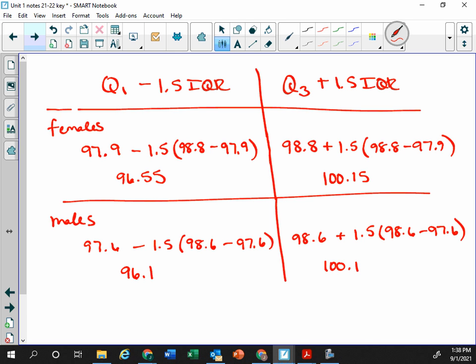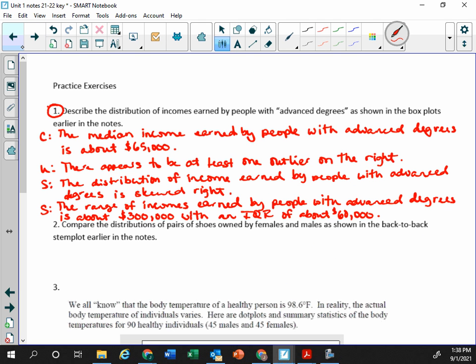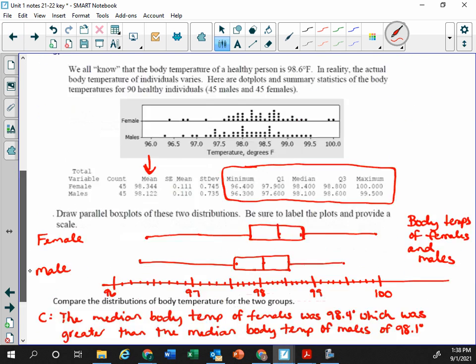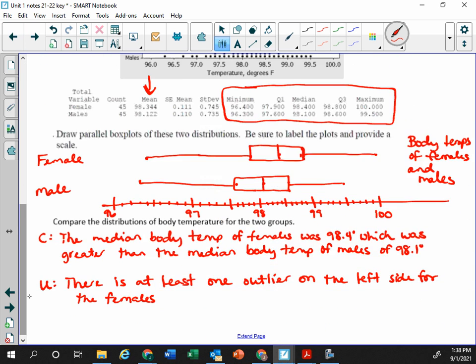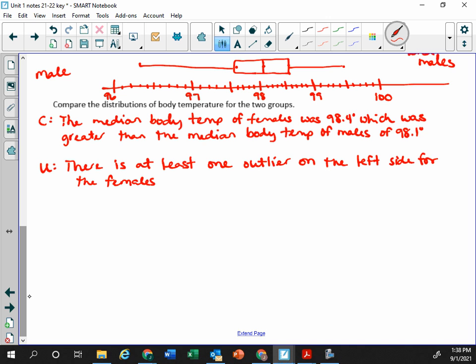So if you look at the max and min temperatures for the males, the minimum was 96.3. So that's not going to be an outlier because it's not below 96.1. And then the highest was 99.5, which is not above 100.1. So you would want to say there were no outliers in the male group, however you want to talk about them. So there's at least one outlier on the left side for the females and no outliers for the males.